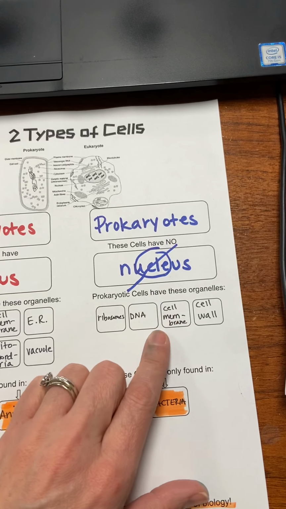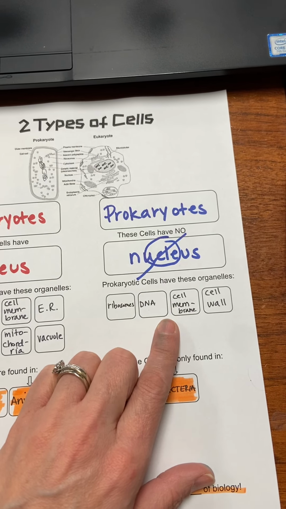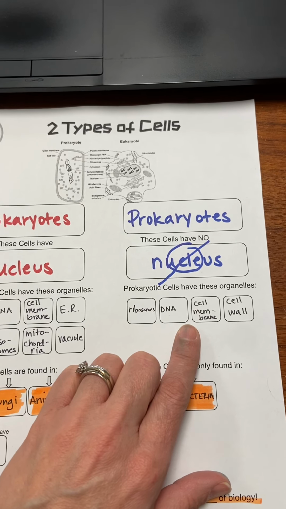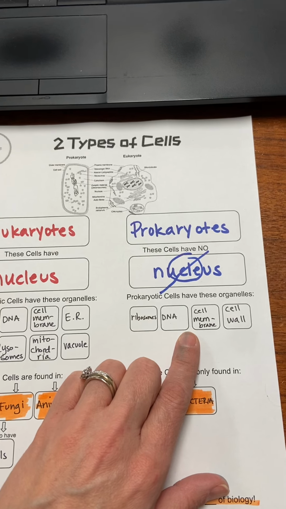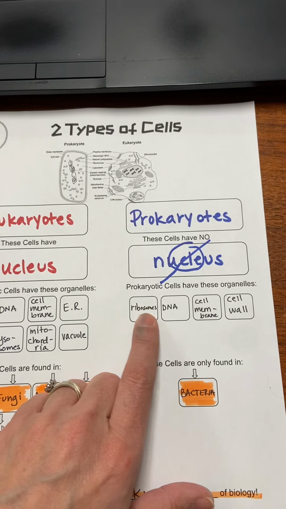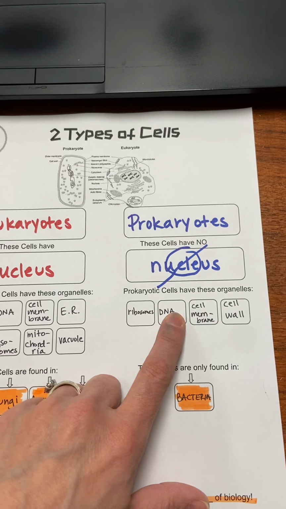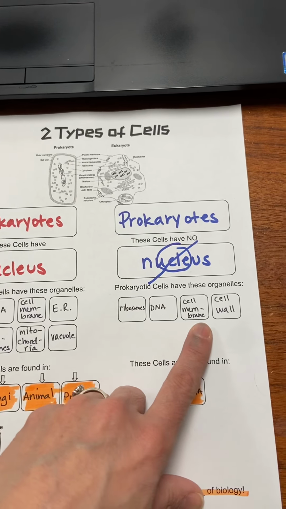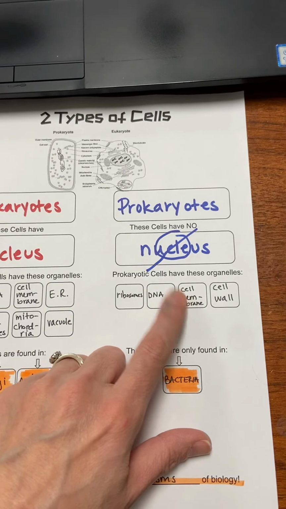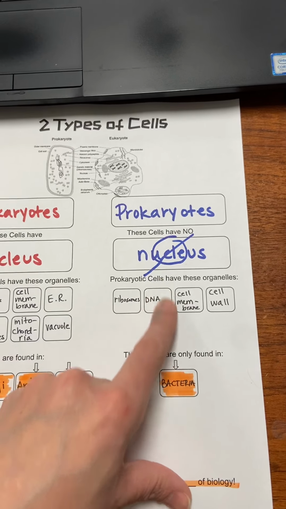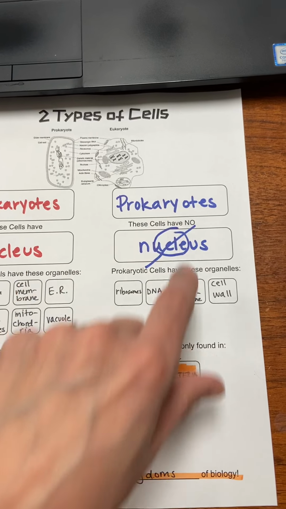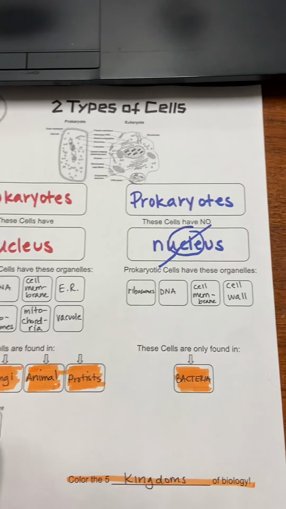Prokaryotes are way simpler. They do not have any organelles that have membranes around them. So no mitochondria, no endoplasmic reticulum, none of those. All prokaryotes have are ribosomes to make proteins, their DNA, the instructions to make the proteins. They have a cell membrane and a cell wall, and of course cytoplasm. That's pretty much it. They're really, really simple. And bacteria are the only ones that are prokaryotic.